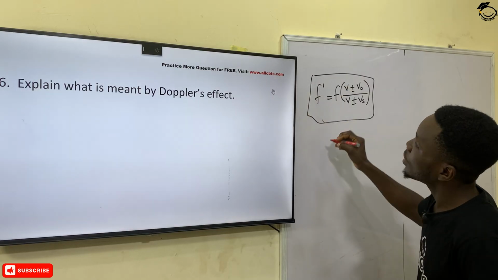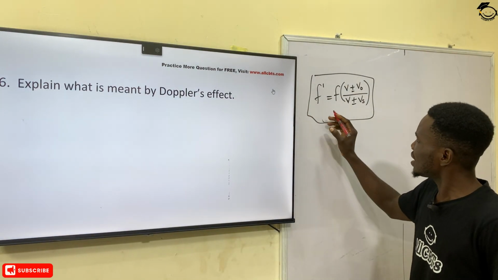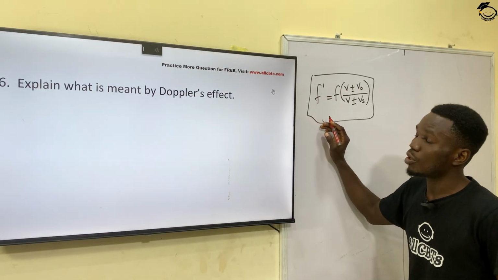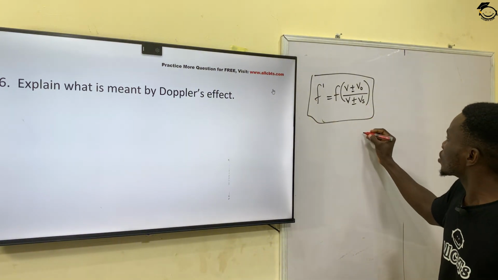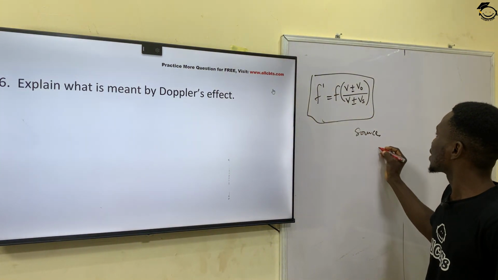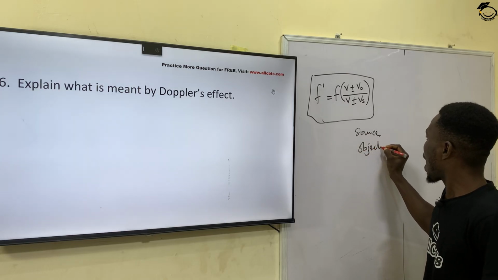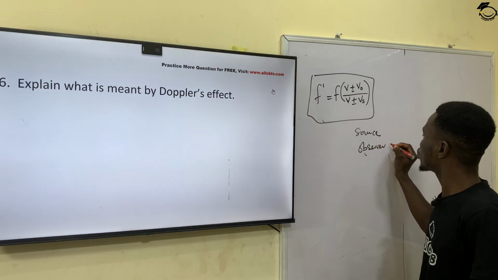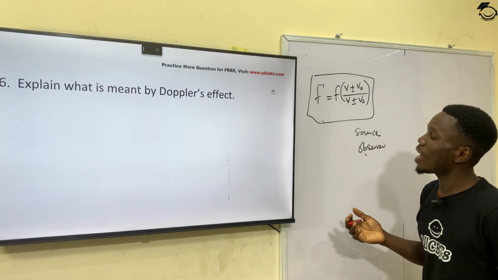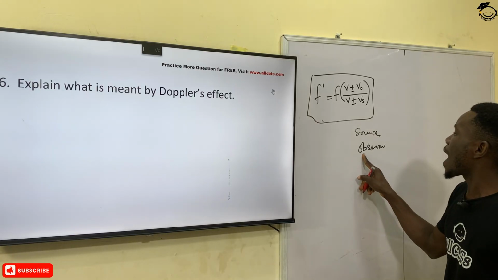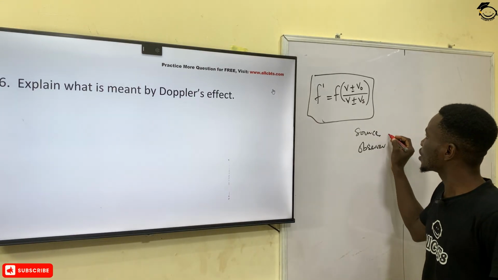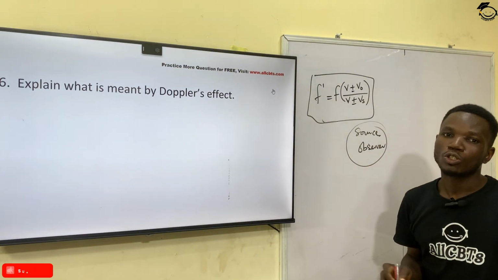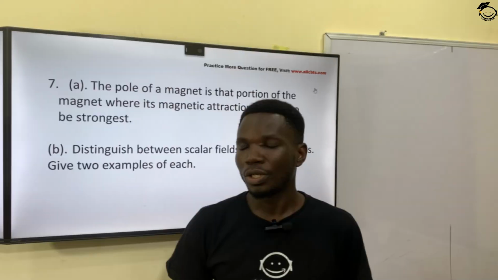Like I said before, the Doppler effect is just talking about the change in the frequency that can be observed when both the source of a wave and the observer are in relative motion. So when the source of a wave and the observer of that particular wave are in relative motion, then there is a change in the frequency. That change in the frequency is what we call the Doppler effect. Moving on to the next question.